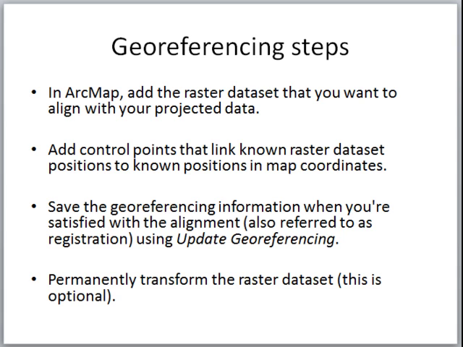After you add the raster data set, you have to add control points that link the known raster data set positions that are not in real world to known positions that are in real world map coordinates. From there, you save the georeferencing information when you're satisfied with the alignment. It's also referred to as registration. And you do this using the update georeferencing command in the georeferencing toolbar. You can permanently transform the raster data set as well, but this is optional.